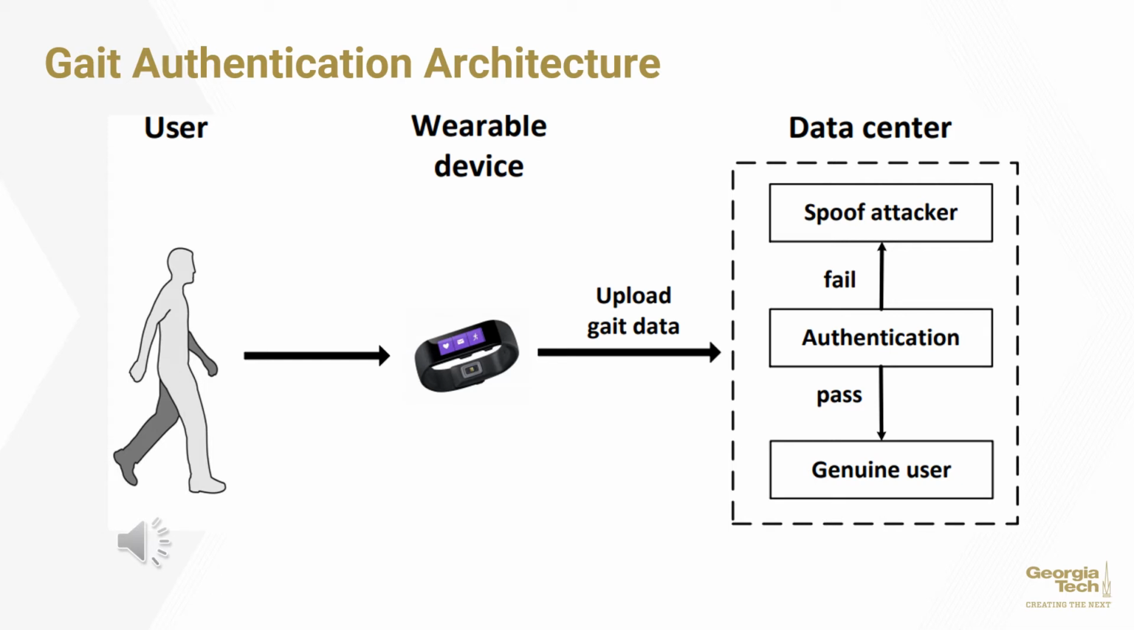Here is a diagram showing the normal gait authentication architecture, where the wearable device records and uploads the gait data to a server from the motion of the user. Then the server checks this data against its knowledge of the user's gait to either give it a pass or a fail on authentication.